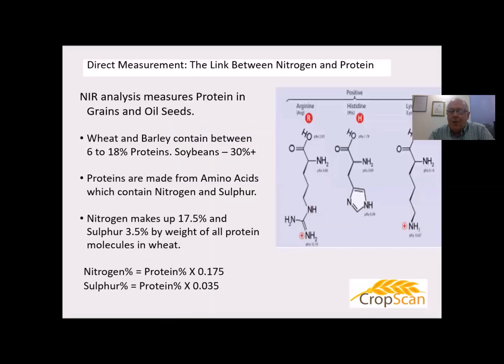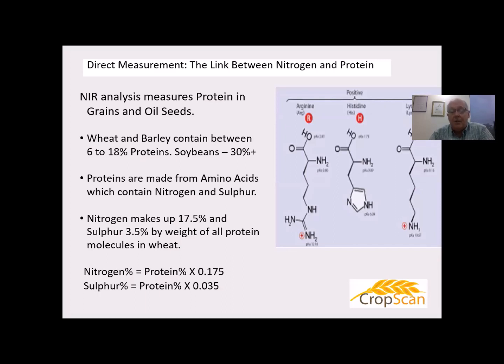First thing I want to establish here is the link between nitrogen and protein. We're talking about using near-infrared analysis in a combine to measure protein. Near-infrared measures protein, oil, and moisture in grains and oilseeds. But specifically for the protein, which in wheat and barley is between, say, 6 and 18%, but in soybeans it's much higher, 30% plus.